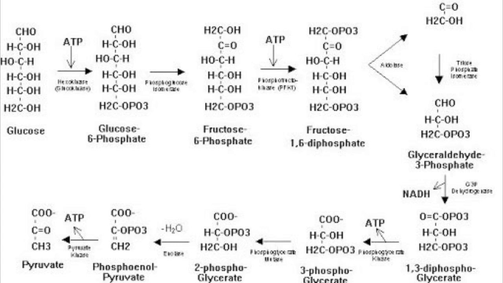In step 4, there's a lysis reaction where this molecule splits into G3P and DHAP. In step 5, there's an isomerization reaction where DHAP becomes G3P. Now 2 molecules of G3P enter step 6. Step 6 is a redox reaction where the G3P molecule gets oxidized as it loses 2 electrons and 1 proton. NAD+ accepts these electrons and proton, and the second proton is released into the cytosol.